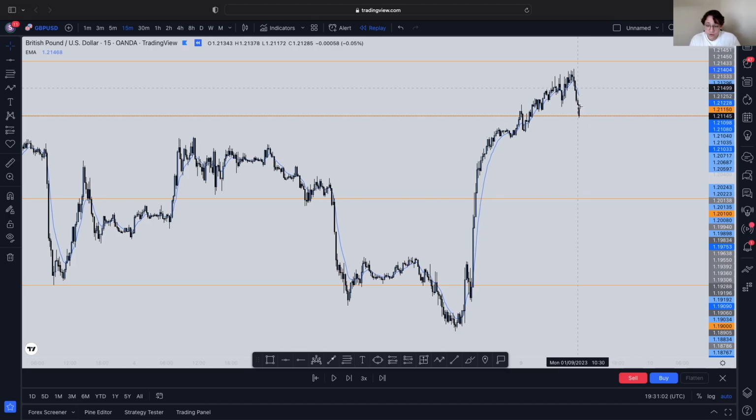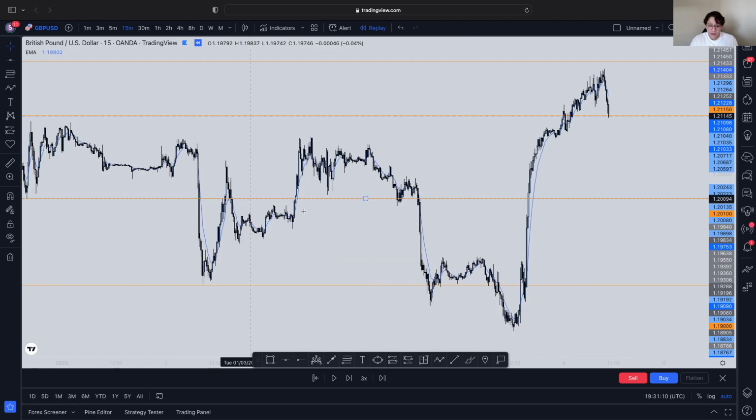So now that we are retesting this level, if price starts breaking under this level, is it smart to enter a sell position right away? Obviously not, because now we're back into this level of the range. We're back inside the range. We don't want to take any trade whenever price is inside the range. We actually want to take trades outside of the range.